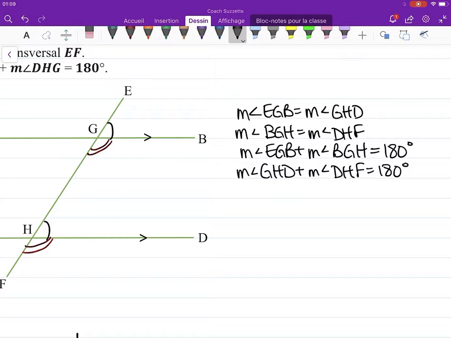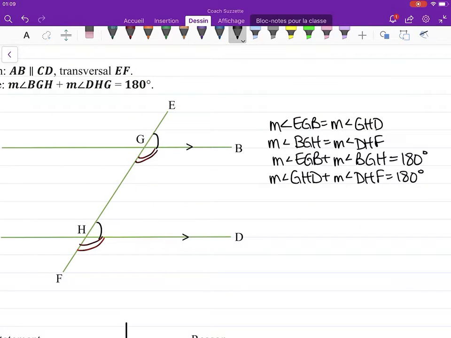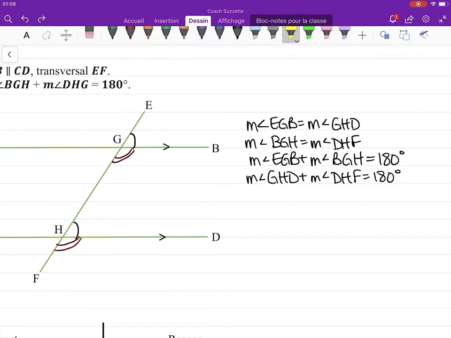Okay. Well, we need to get BGH plus DHG. BGH, GHD. Well, notice that EGB here is equal to GDH, so that means we can write GDH right here. And then this is what we need to show.